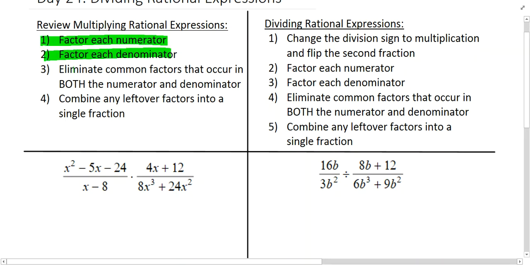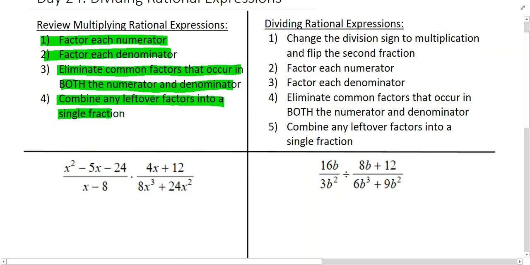First, we said to factor the numerator and the denominator of each rational expression, and then even before we multiplied anything, we would eliminate common factors that occurred in both numerator and denominator. And remember, we could eliminate common factors across different fractions at this point. And then when we were finished, we would combine any leftover factors to create a single fraction.